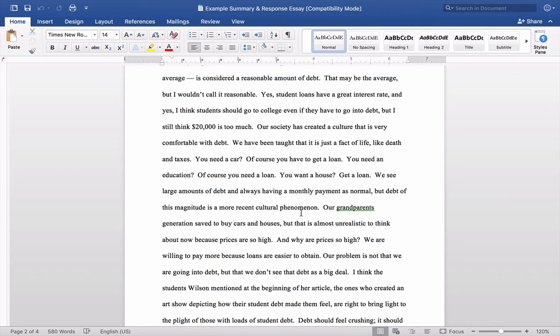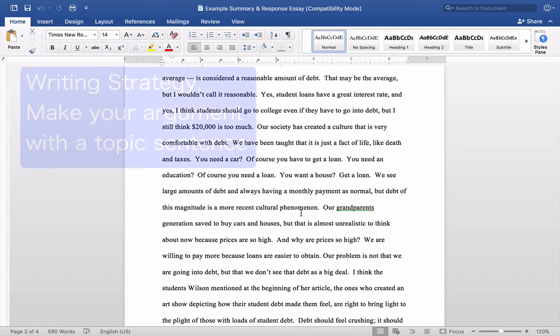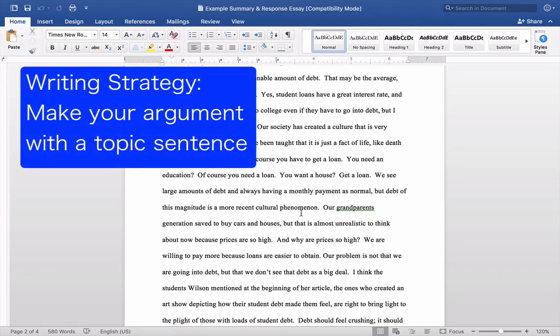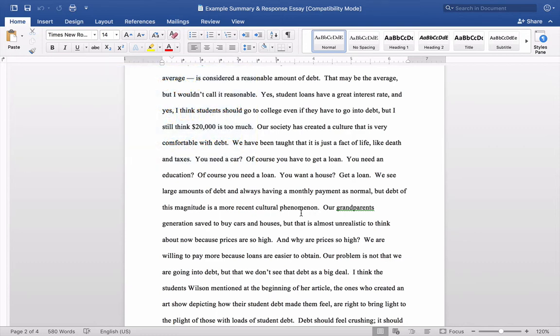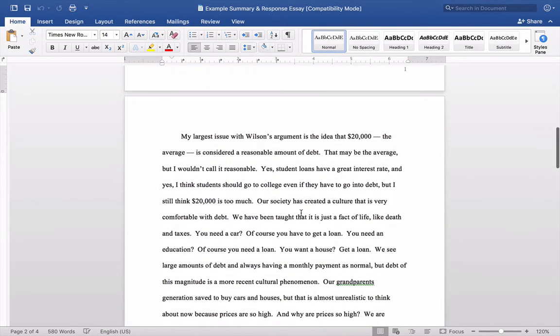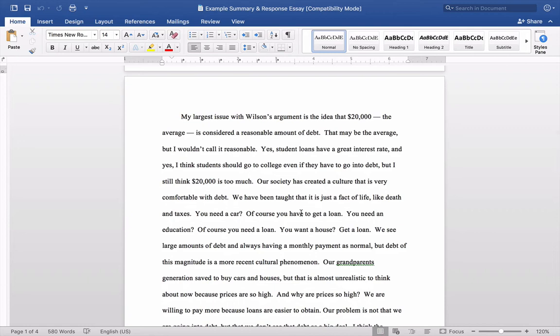Another writing strategy is to not just respond, but also to make your own argument with a topic sentence. Topic sentences usually go at the beginning, but I put mine a little later in the paragraph. Notice that I did, however, at the beginning of my response make it clear that I was disagreeing with Wilson. Even if you decide to put a topic sentence somewhere other than the first few lines, you should make it clear what your basic response will be. Disagree, agree, or both.